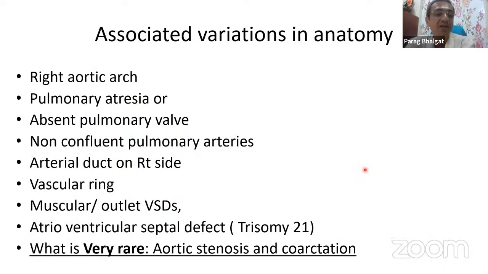As it is a commonest lesion, we'll see a lot of association. Association may include right aortic arch, pulmonary atresia, absent pulmonary valve, non-confluent pulmonary arteries, arterial duct on right side, vascular rings, multiple VSD, muscular, outlet, inlet, AVSD with trisomy 21. We have seen a case like this in initial presentation. Presence of aortic stenosis and coarctation is extremely rare in right-sided obstructive lesions, so it's very, very rare. So if you find anything, it's worth sharing.